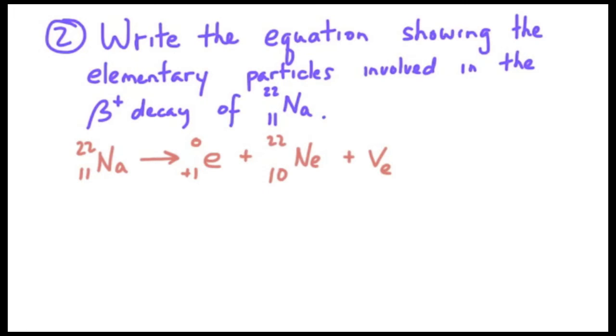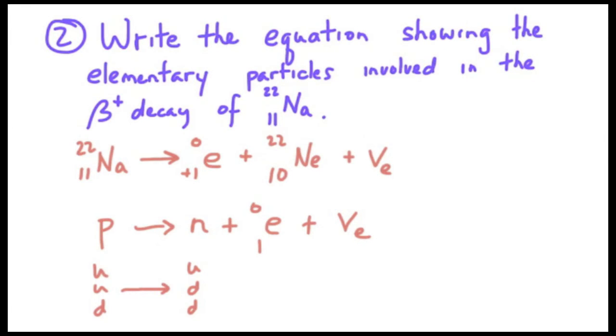This is an electron neutrino in beta positive and negative decay. And of course, what's happening here is we've got a proton changing to a neutron. And a proton and neutron are made up of quarks, up, up, and down quarks. And so we can see that it's really an up quark changing to a down quark. And that gives off a positron and an electron neutrino. And that is the elementary particle reaction showing beta positive decay.